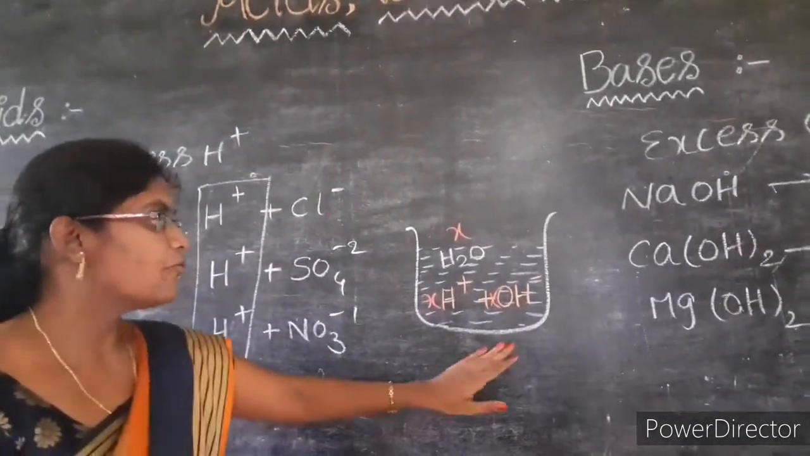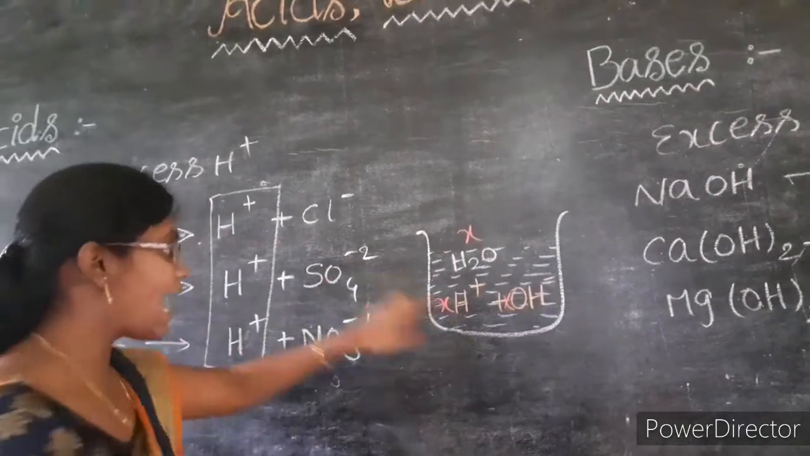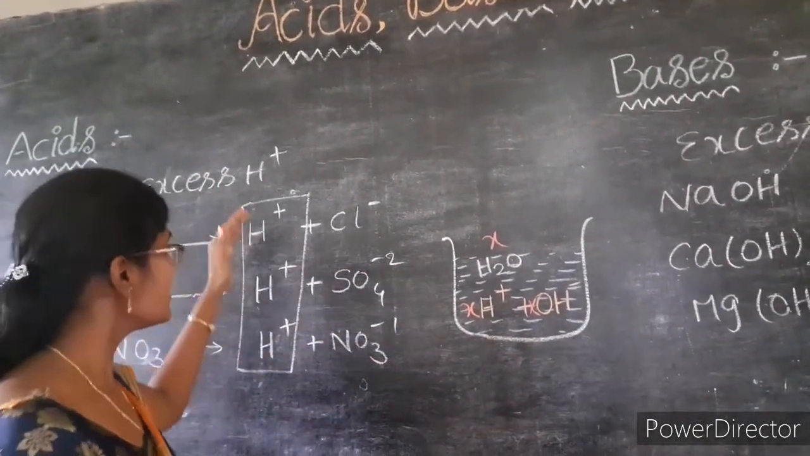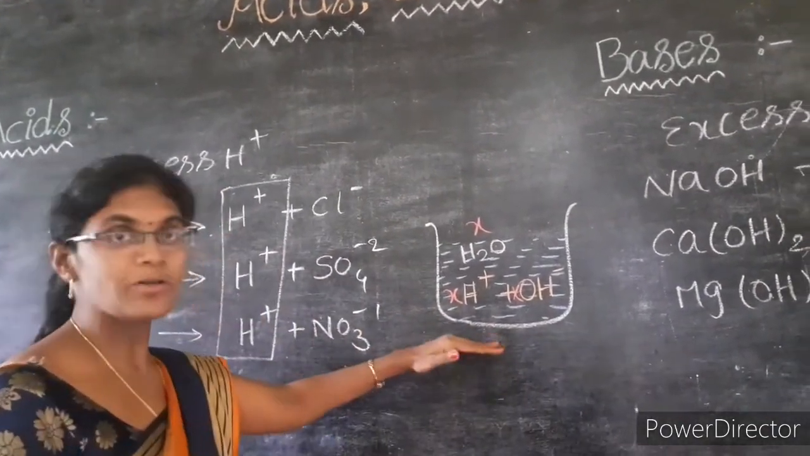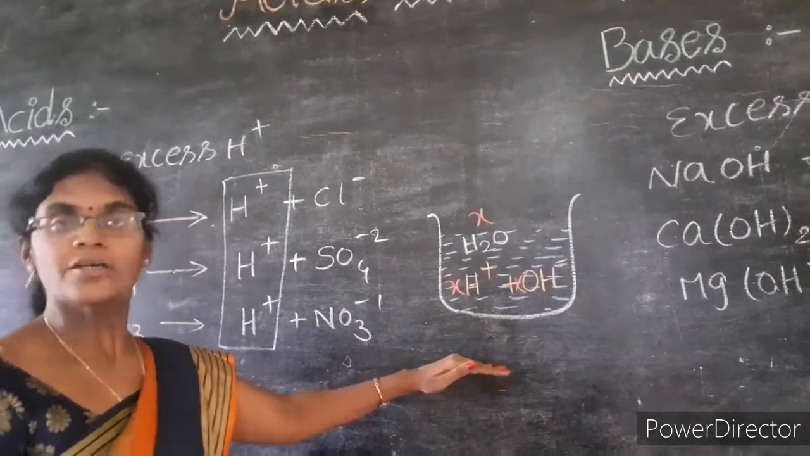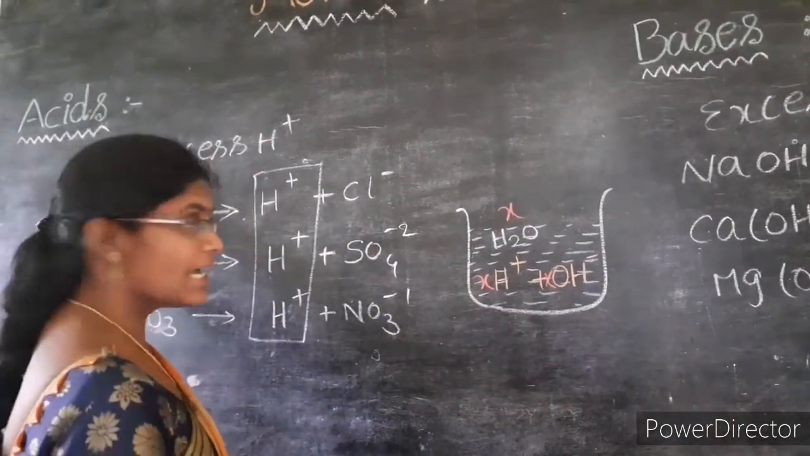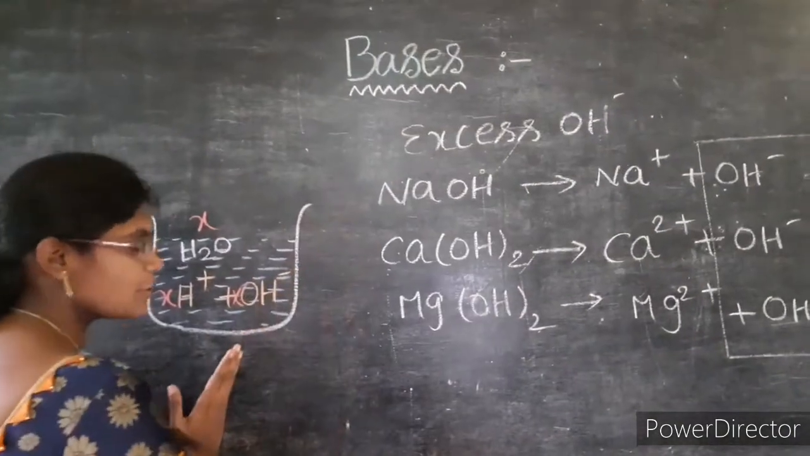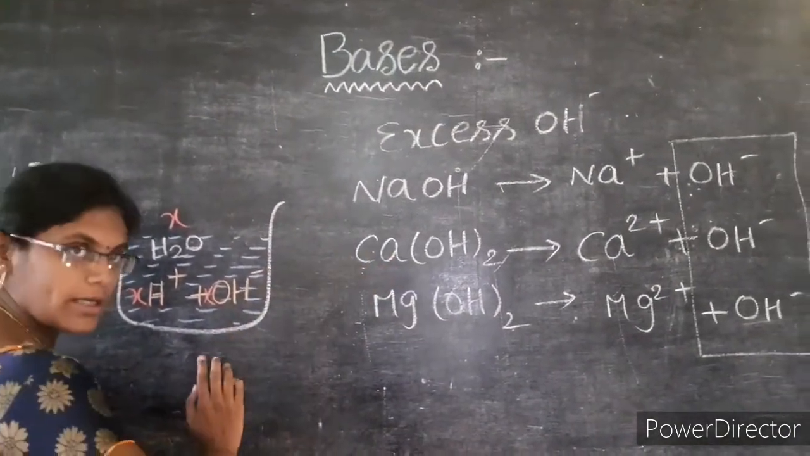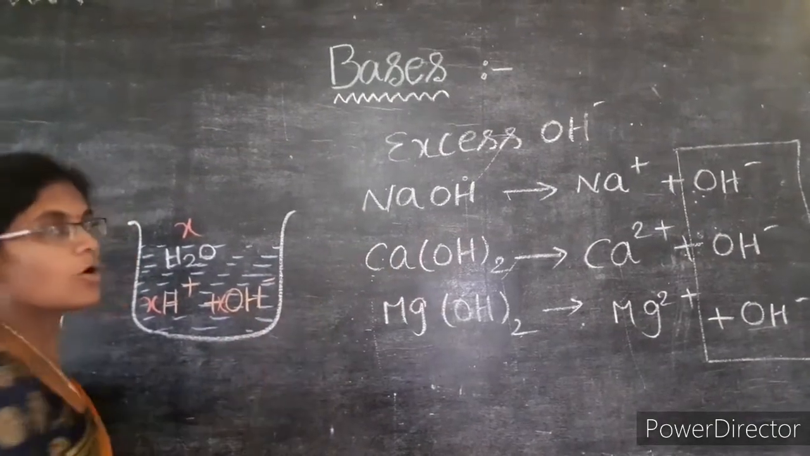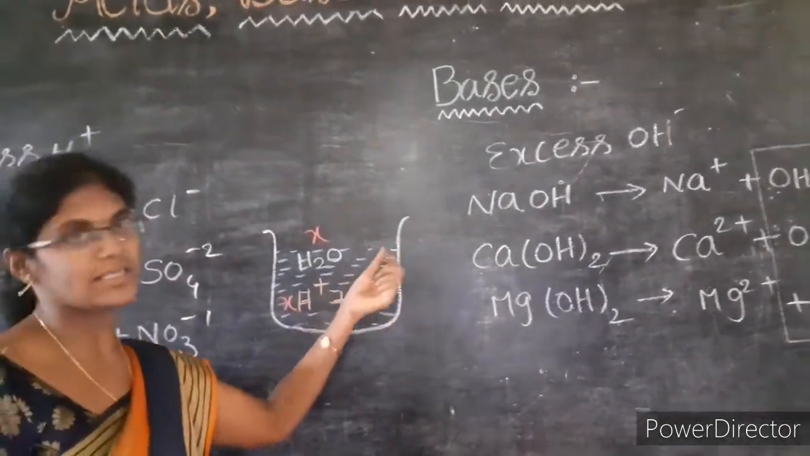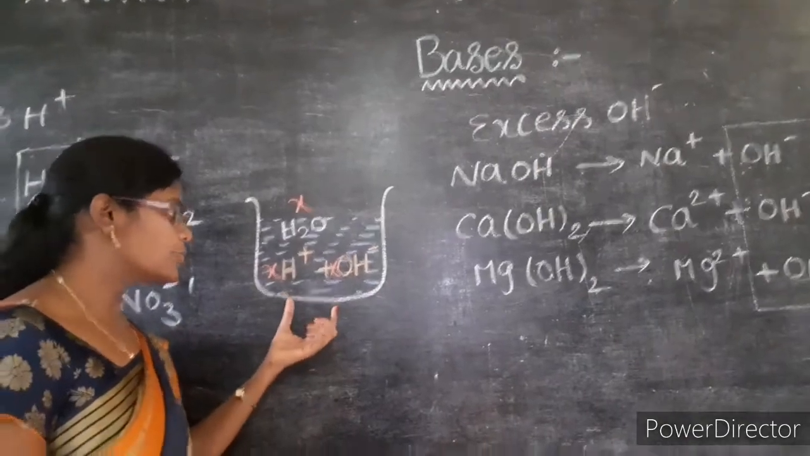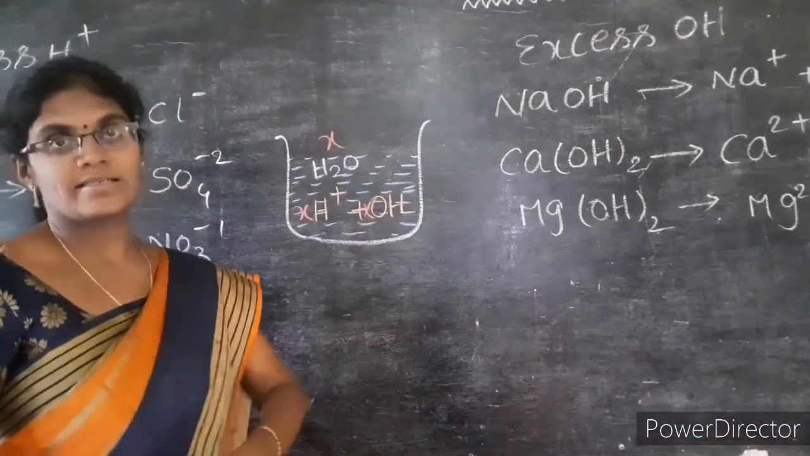In case, if you add acid to water, the number of H plus ions increases in the water. So this solution acts as an acidic solution. Similarly, if you add any base into this water, it increases the concentration of OH minus ions. So this solution acts as a base.